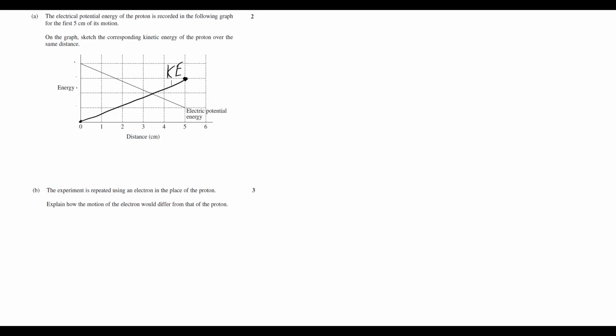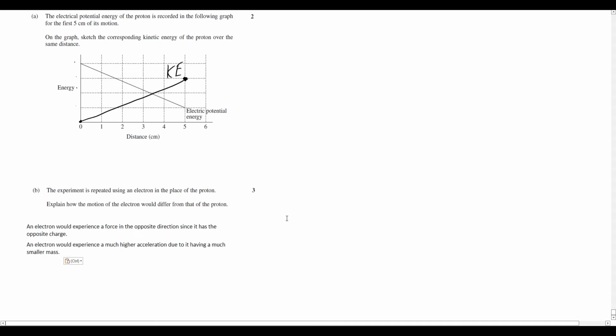So apart from that, there is one big difference as well, and that is going to be the mass, right? So we need to remember that the mass of the electron is very, very small in comparison to that of a proton. So what I've written up earlier here, I'll just quickly copy paste that, is that an electron would experience a force in the opposite direction since it has the opposite charge, and an electron would experience a much higher acceleration due to it having a much smaller mass. And that's actually all you need to write to be able to tick all the boxes in the marking rubric to get the full 3 marks for that question there.